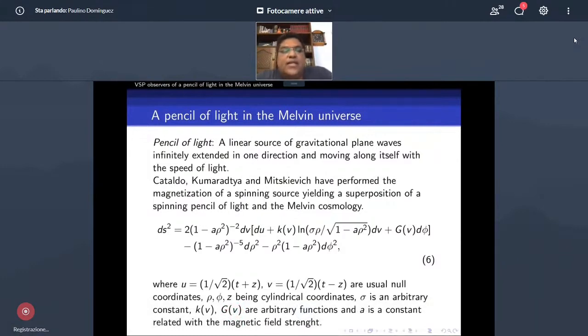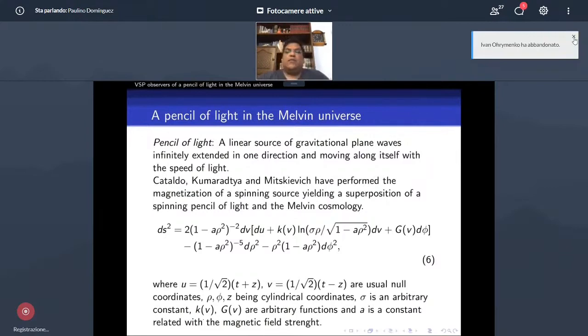And after that, Catallo, Kumarajian, Mickiewicz performed the magnetization of this solution, the pencil of light, and came to this metric six. Here we have common cylindrical coordinates, and we have these functions that represent the intensity of the beam and the rotation. G is the rotation, and k is related to the intensity of the pencil of light.